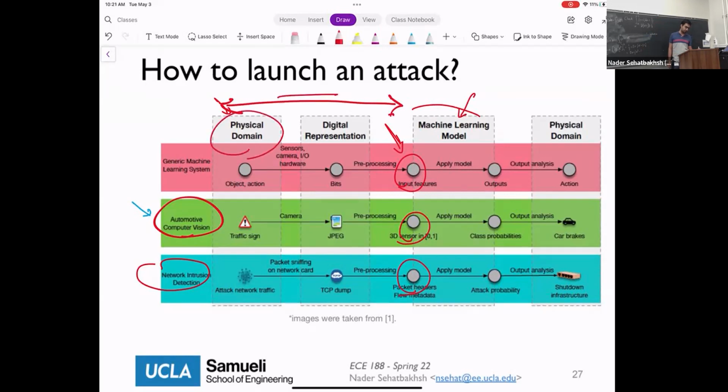We can change things in the physical domain. We can change things in the digital representation. Eventually, we send what's called an adversarial input to the system. And hopefully this adversarial input is designed correctly so that the output is an incorrect output, right? And when this is an incorrect output, the action caused by this output will create some harm, will create something that is adversarial, right? So that's the goal of the attack. Any question here? Is it obvious?